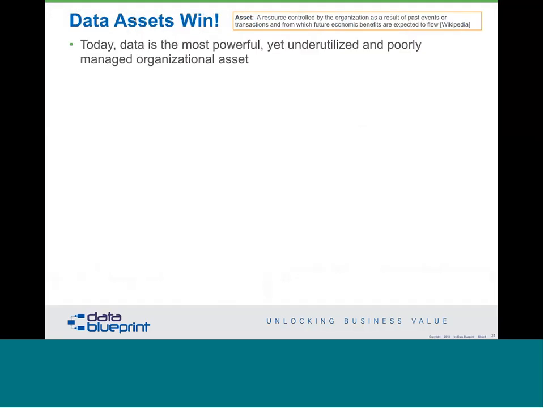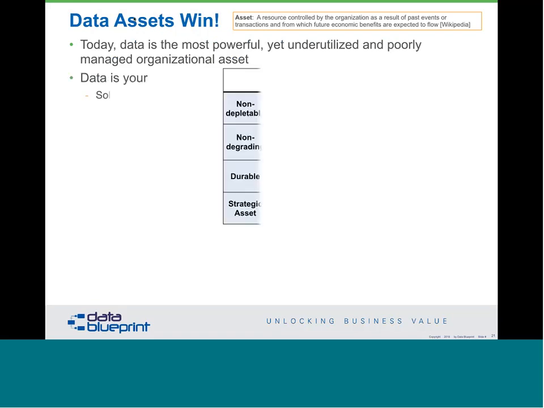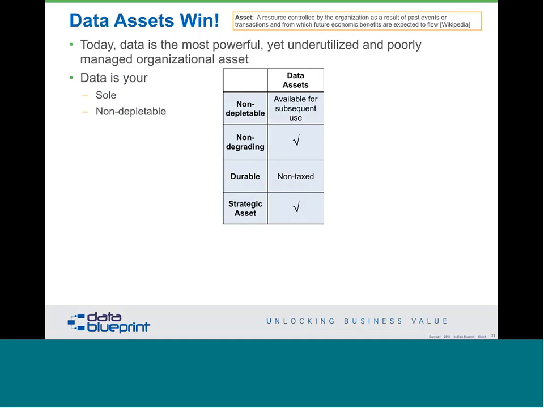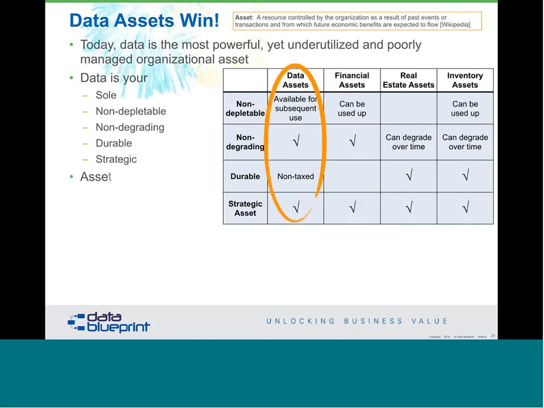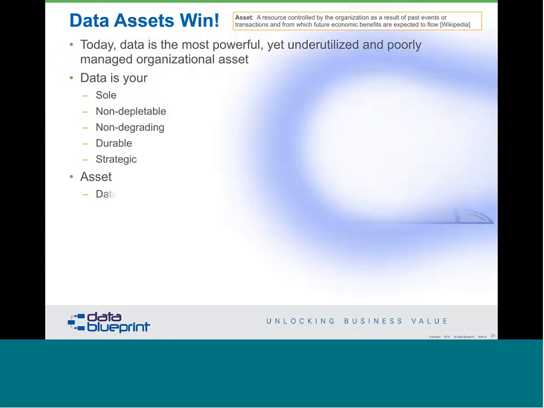When you look at assets, as I said before, data is the most powerful, underutilized, and poorly managed organizational asset. It's the only asset that you have that is non-depletable. It's available for subsequent use. It is non-degradable. It cannot be used up. And it is durable in nature in the sense that it is an asset that you create with the idea of making more assets for your organization in the long run. These are unique characteristics. And this means that at the strategic level, data assets win compared to all of the other assets that you have in the organization. And yet when we look at how it is treated, it is abysmally poor in most organizations.